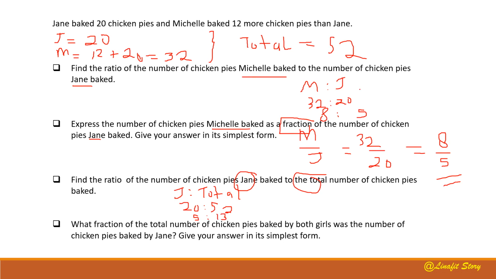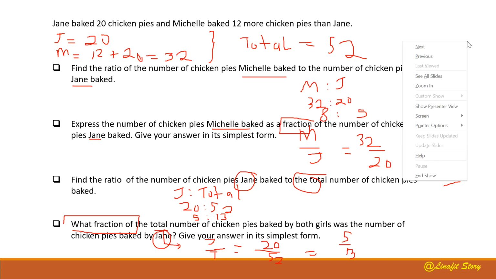Now the question is, what fraction of the total number of chicken pies baked by both girls was the number of chicken pies baked by Jane? So be careful over here, what fraction of the total. So the total will be the denominator, while the numerator is Jane. So Jane out of total, so equals 20 out of 52 equals 5 out of 13.